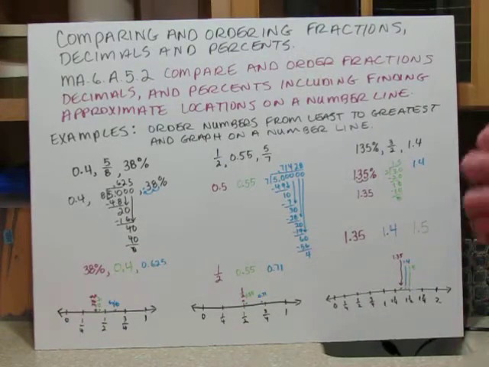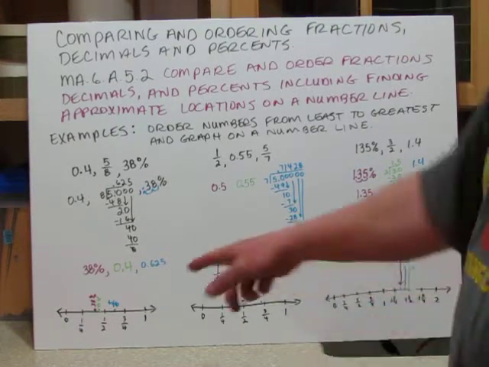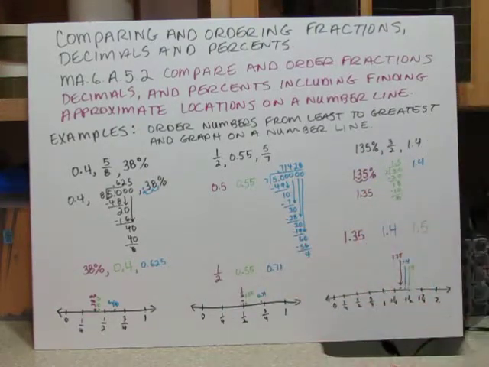Okay guys, I want to talk to you about comparing and ordering fractions, decimals, and percents when they're all mixed together. It addresses the standard MA.6.A.5.2, compare and order fractions, decimals, and percents, including finding their approximate locations on a number line. The examples that we did in class, we didn't necessarily put them on a number line, but I went ahead and did that as well just to tie everything together.